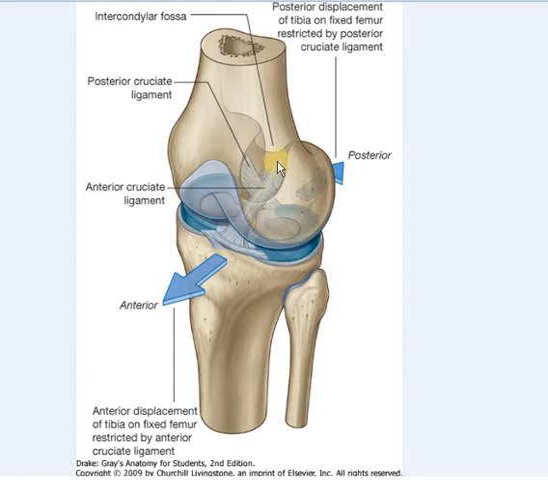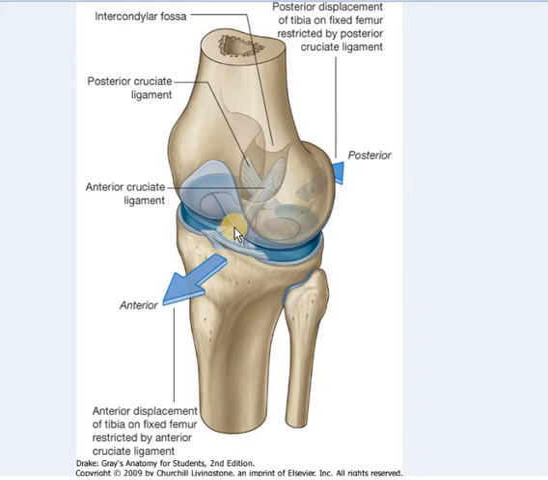The ligament which is attached on the anterior part of the superior surface of the tibia bone is called the anterior cruciate ligament. And the cruciate ligament which is attached on the posterior side of the superior surface of the tibia bone is called the posterior cruciate ligament. So this ligament is the posterior cruciate ligament.